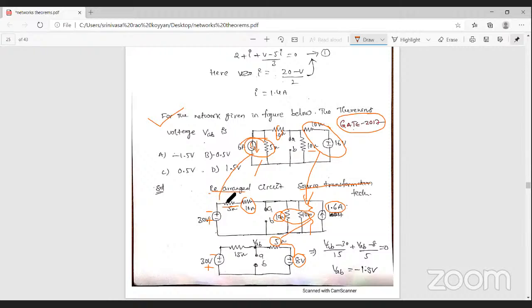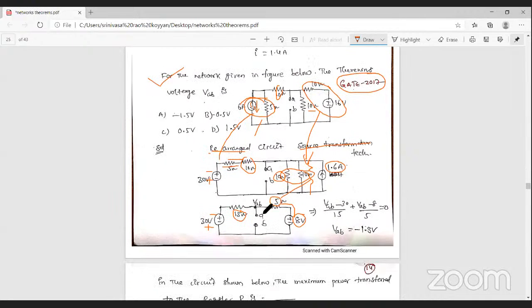And these two resistances are in series. That's why you can add these two resistances, that is 15 ohm. Then to simplify this network, you can find the Thevenin's voltage across AB terminals easily. Simply apply nodal analysis or mesh analysis. Then you can find out the Thevenin's voltage.